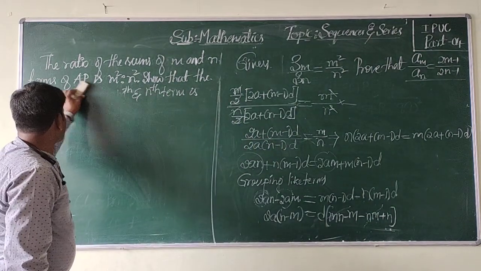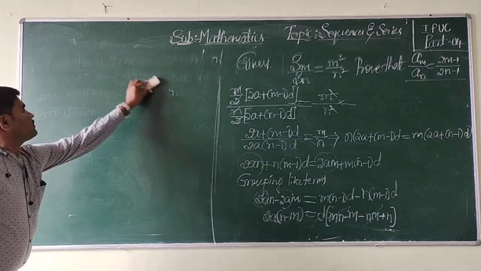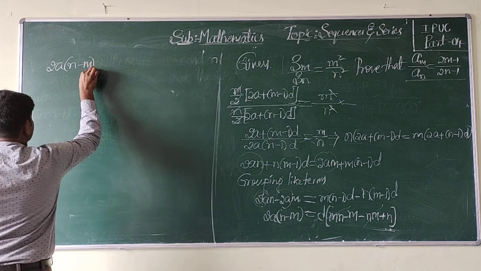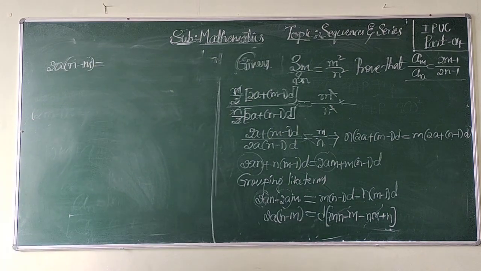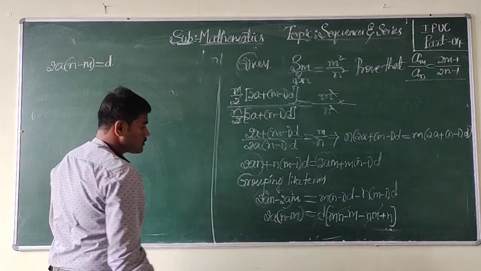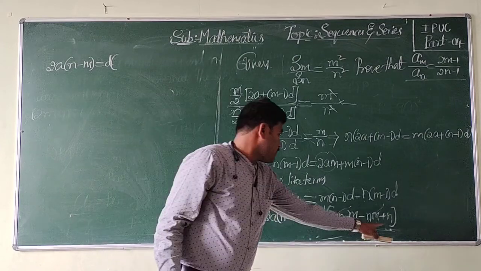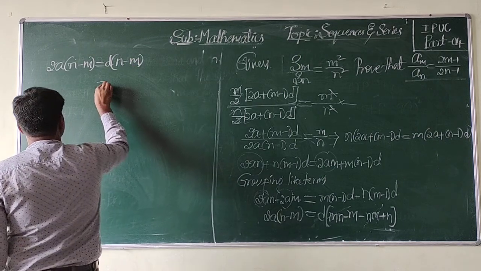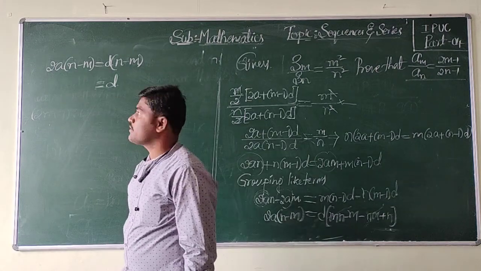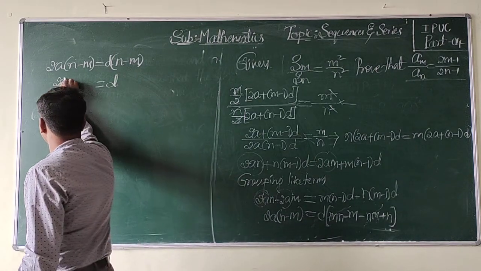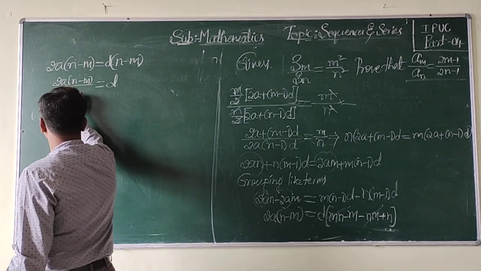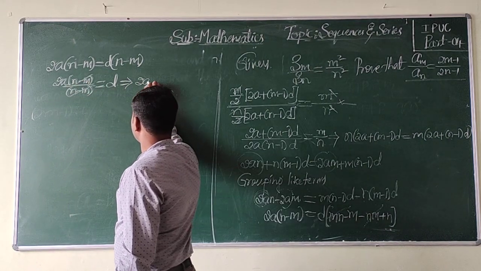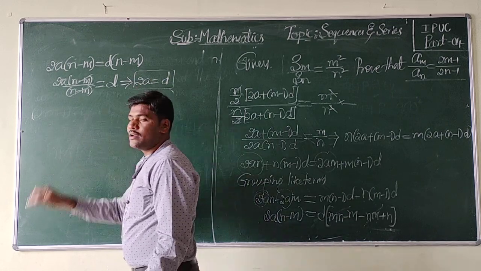Now it becomes 2a of (n minus m), that is equal to d of (n minus m). Now d becomes alone, keep d on the right side itself. Shift this (n minus m) to the left side. It will be equal to 2a of (n minus m) upon (n minus m). This (n minus m) cancels out and d becomes 2a. Now d is known.